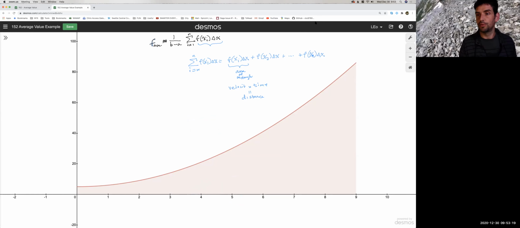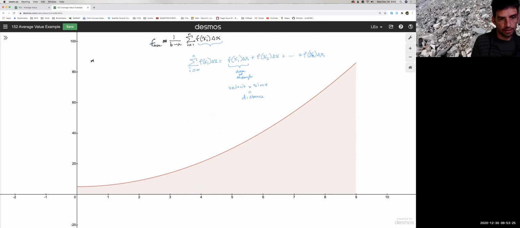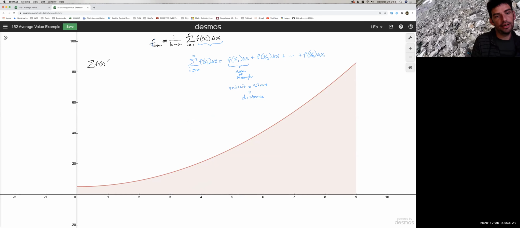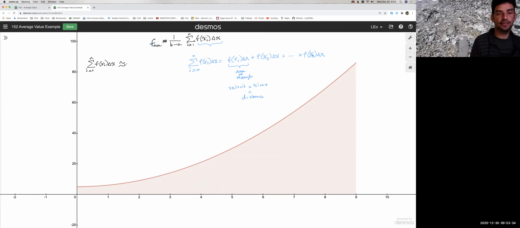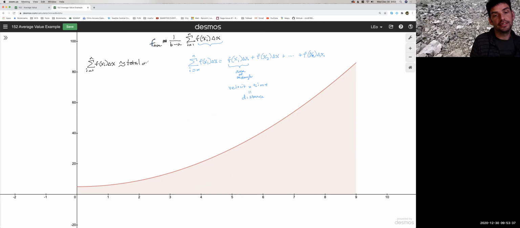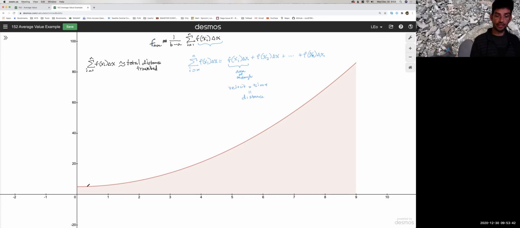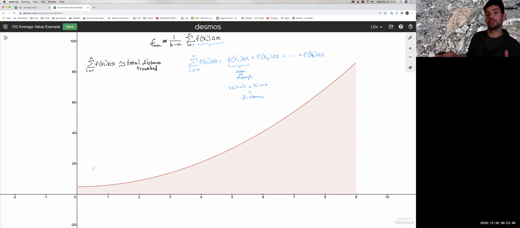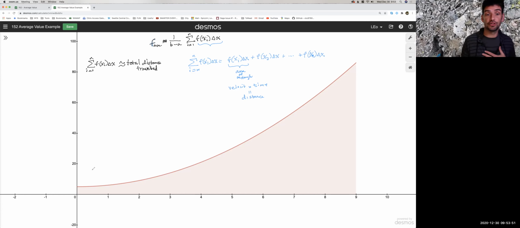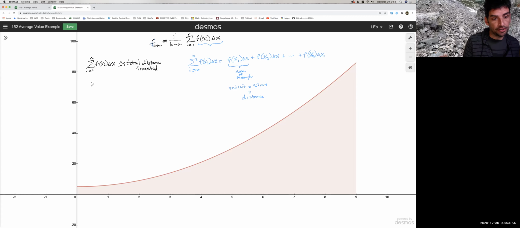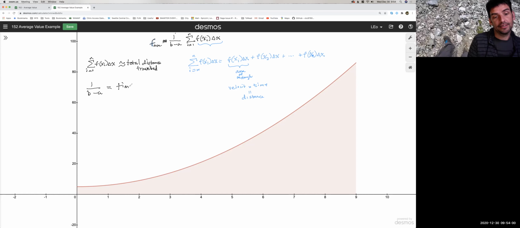let me try to summarize where we're at. What we're saying is when we add up this piece, f of x sub i delta x, when we add up all of these, we get the approximate total distance traveled, right? We got the approximation over the first second, plus the approximation over the second second, plus the approximation over the third second, and so on. So we get the approximate total distance traveled. What about this piece? 1 over b minus a, this is the time that passed.